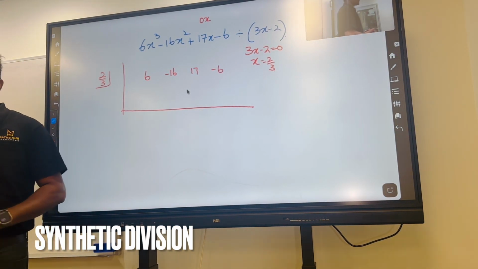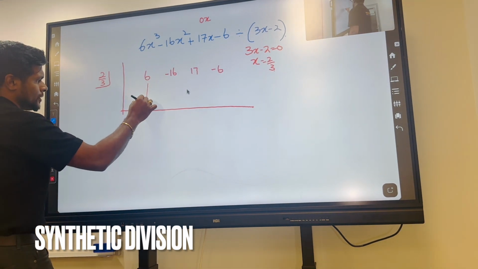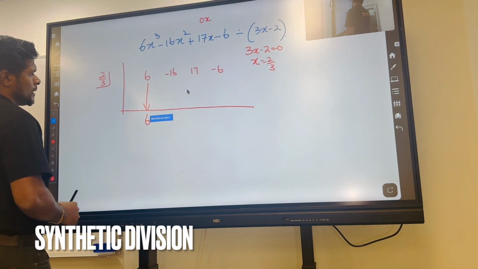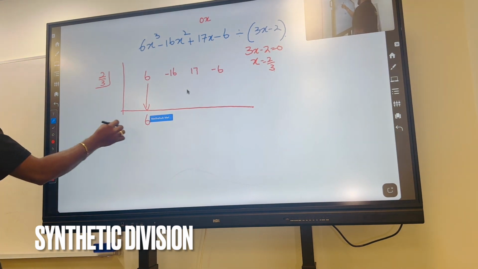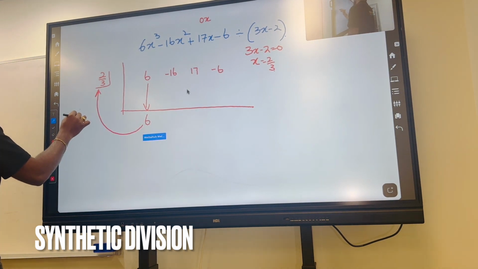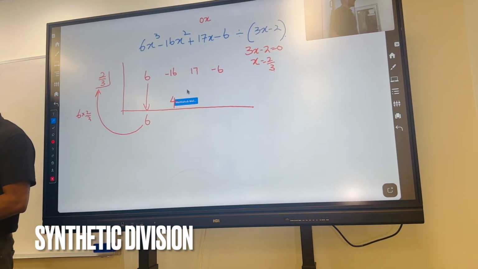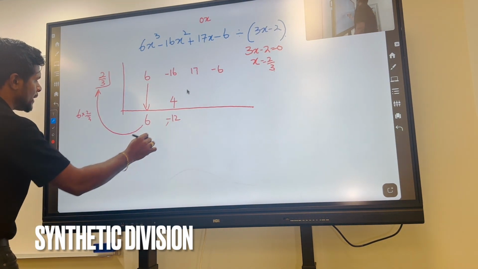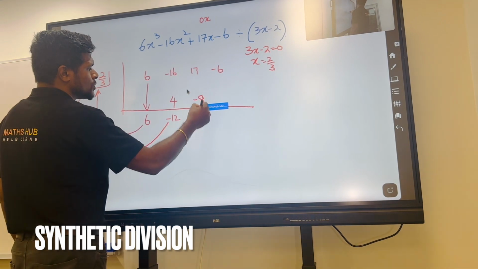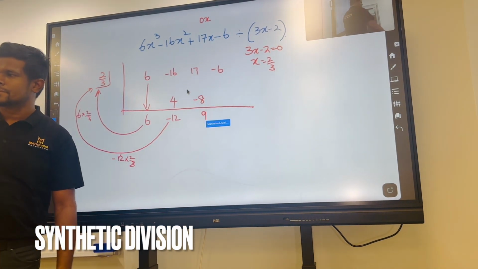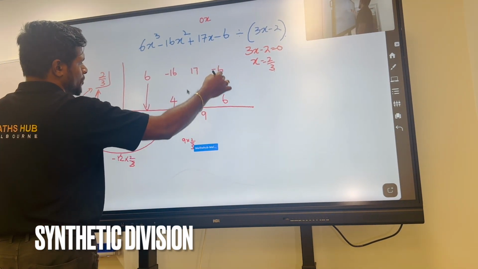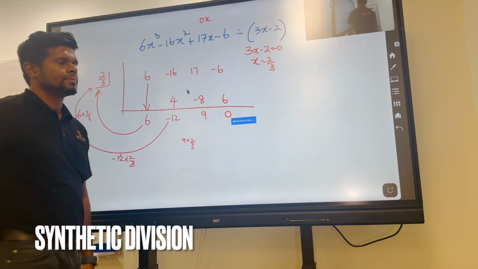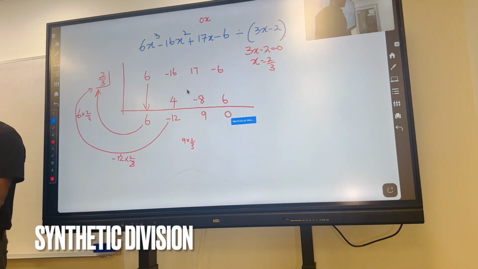Now the first thing is we drop this 6 into here. Then we multiply it by that. So 6 times, understand that part? Okay? And then negative 12, we multiply it again and we add this one, it's a 9. It's a 6. We add this one, it's a 0. Understand? Right?